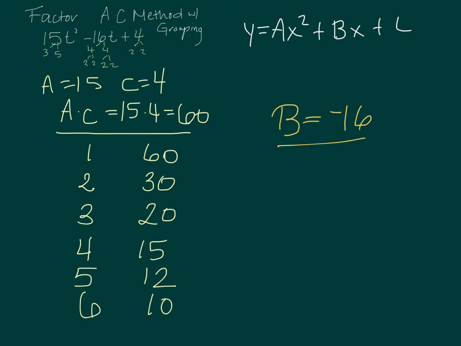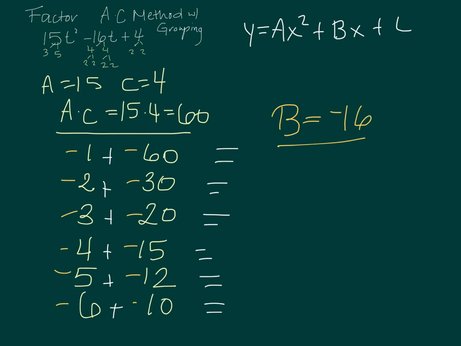So if I want to add to be a negative 16, that means I'm multiplying a negative 1 times a negative 60 to get a positive 60. So I'm just going to add all these negative signs in there. And then I'm just going to check down. Again, I'm taking each of these factors, adding them together, and I want the pairing that makes this middle term here, which is 16.